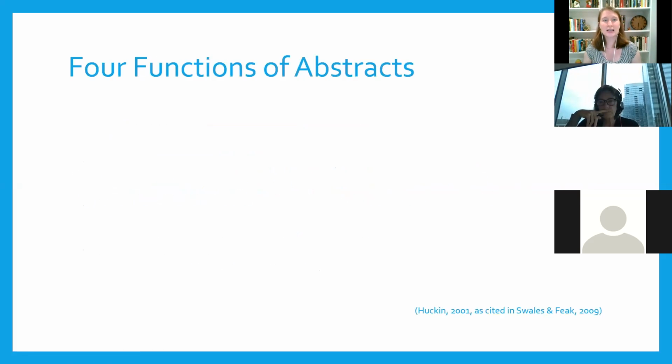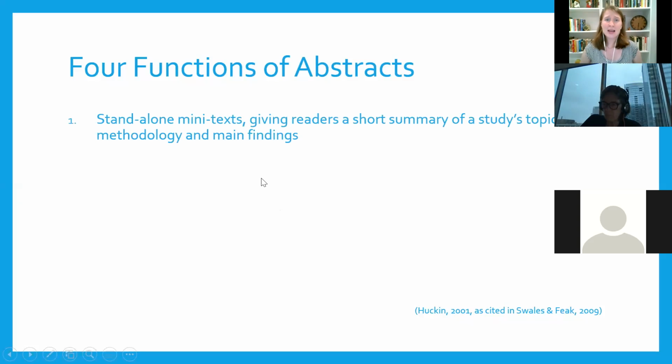So what exactly is an abstract? So an abstract really performs 4 functions, 3 of which are more relevant to us than the last one, but an abstract is a standalone miniature text that gives readers a short summary. So sometimes you may not even read a full study. You may just read the abstract to just get a general sense of what the study is about, and then that's it. It's a standalone text. It needs to be complete in that it has everything about your methodology, your findings, things like that, because it needs to be able to stand alone.